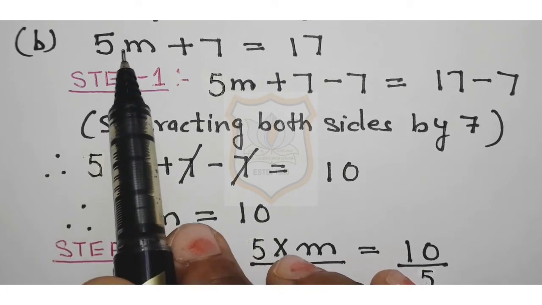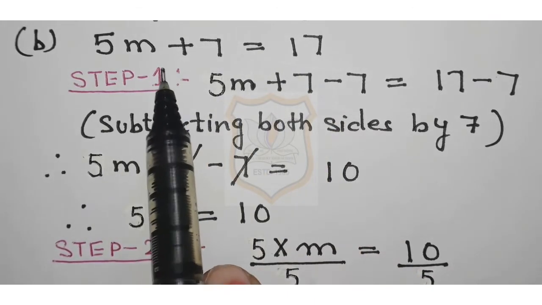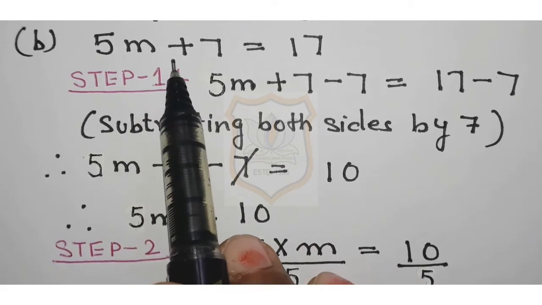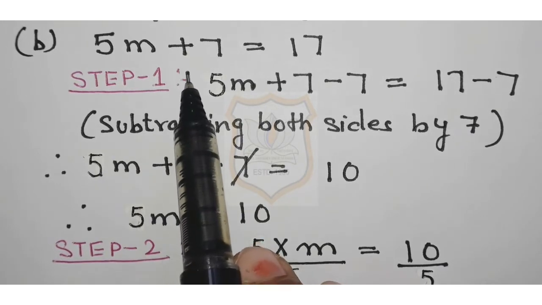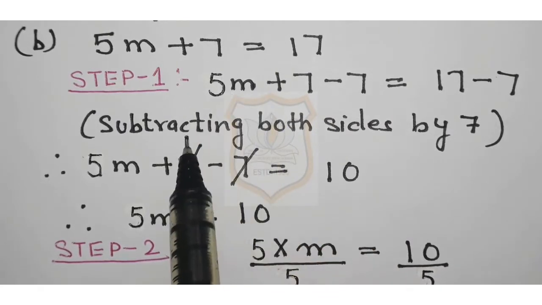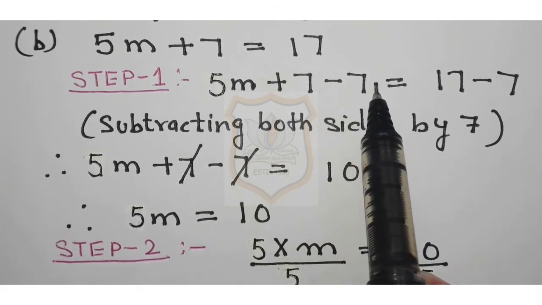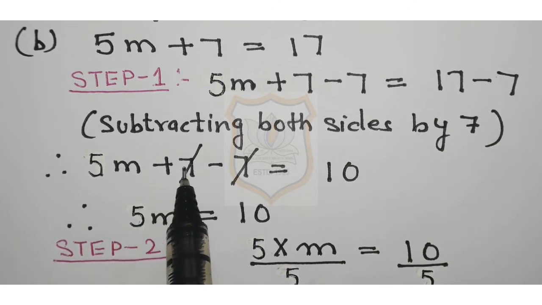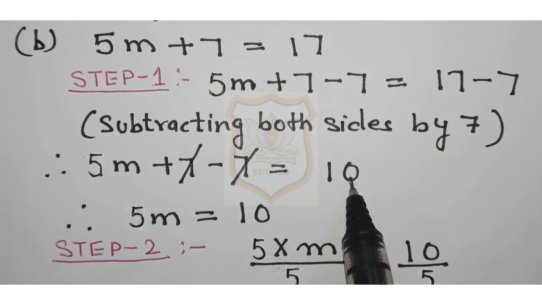Now, students, let's solve the B part of question number 3, and that is 5m plus 7 is equal to 17. Now, step 1 is, first we have to remove or separate this plus 7 from 5m. To do that, we have to subtract 7 from both sides of the equation to maintain the equality. So, 5m plus 7 minus 7 is equal to 17 minus 7.